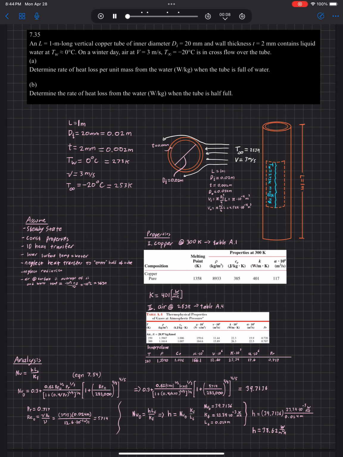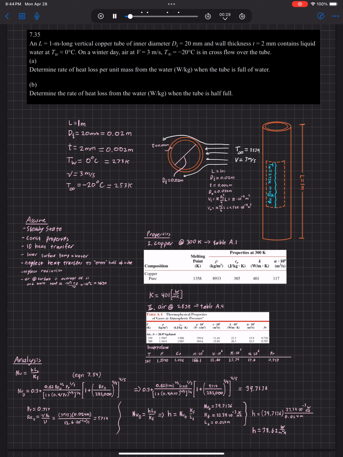So in this question, there's a 1 meter long vertical copper tube of an inner diameter of 20 millimeters, wall thickness of 2 millimeters, containing liquid water at 0 degrees Celsius. On a winter day, there is wind blowing at 3 meters per second at a temperature of negative 20 degrees Celsius in cross flow over the tube.